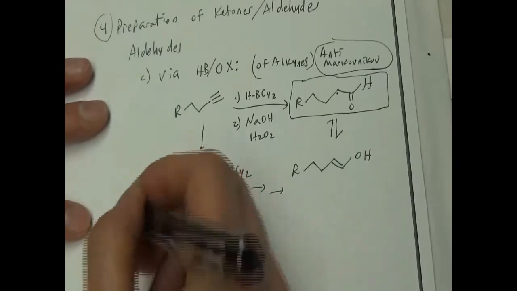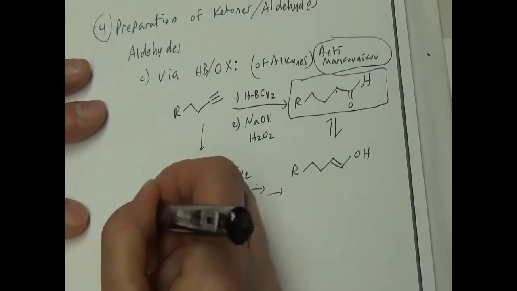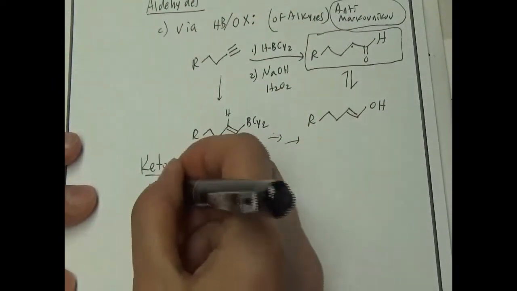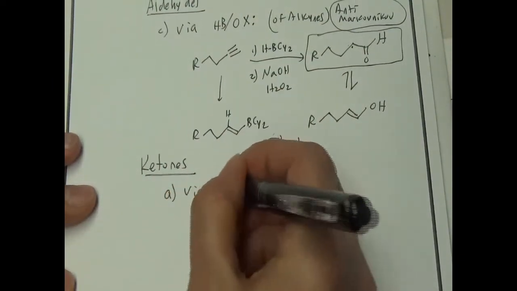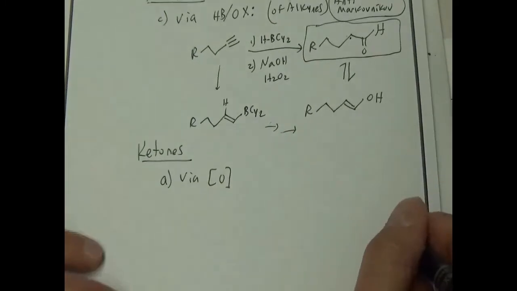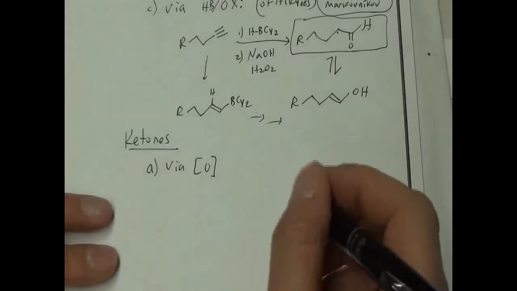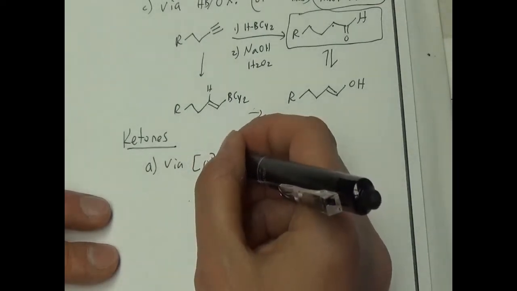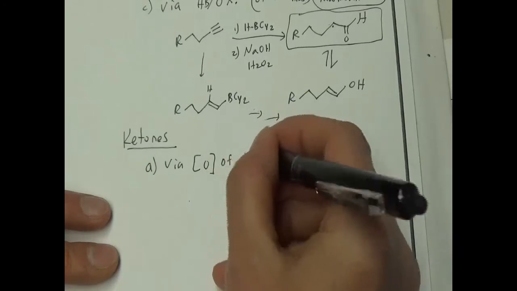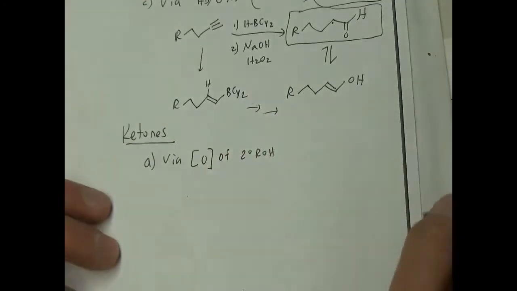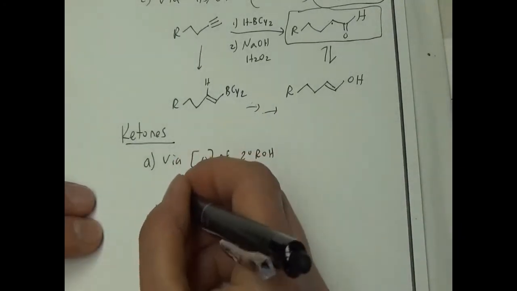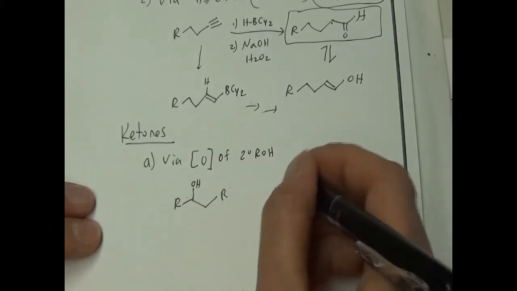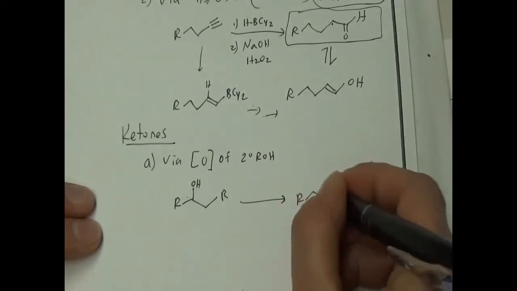Okay, let's do ketones now. So ketones. First way is also via oxidation. If you have oxidation of a secondary alcohol, so you need a secondary alcohol to make a ketone. Example, I don't know, there's a boring secondary alcohol with some stuff, and we want to convert it to the ketone.